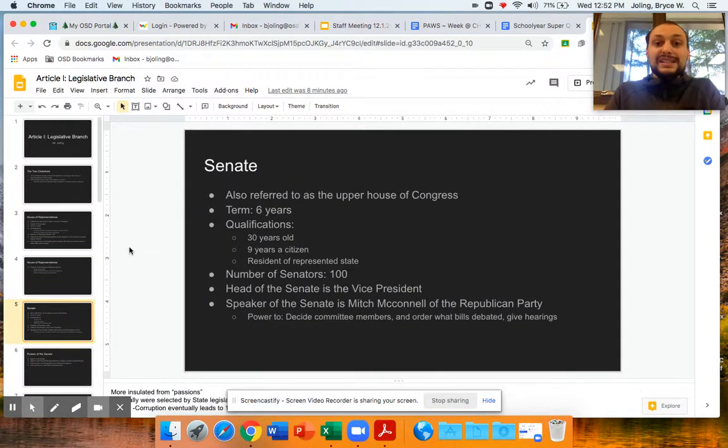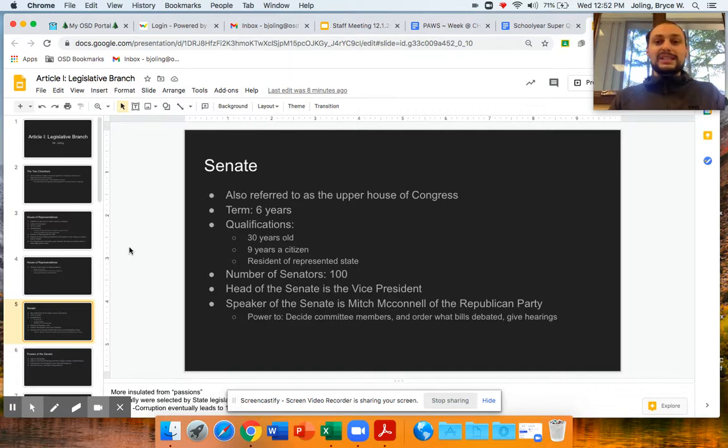So moving on to the Senate, the second house of Congress, or the upper house of Congress, the term is longer. A term for a senator is actually longer than the term for a president. A senator's term is every 6 years. The qualifications are a bit different. You must be older, so you must be at least 30 years old to be a senator. You have to have been a citizen for 9 years, and once again, you must be a resident of the state.